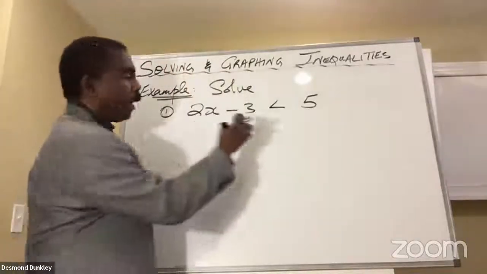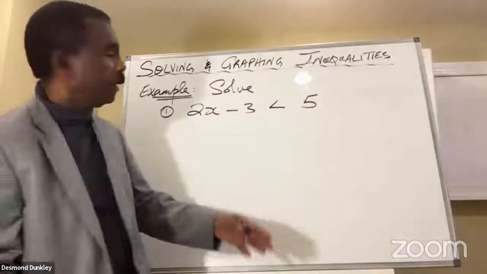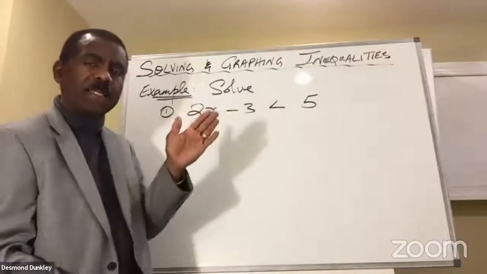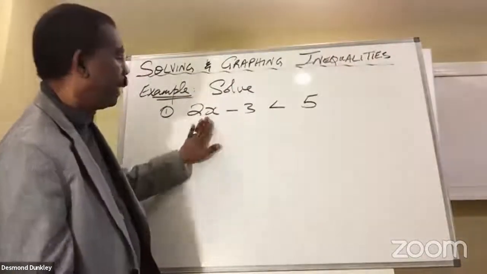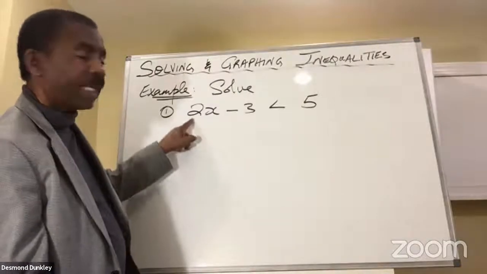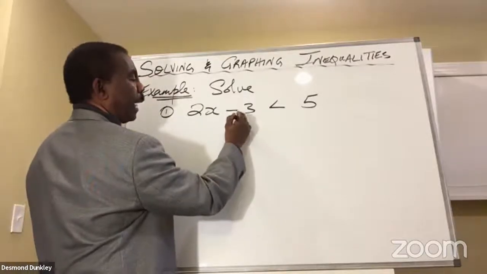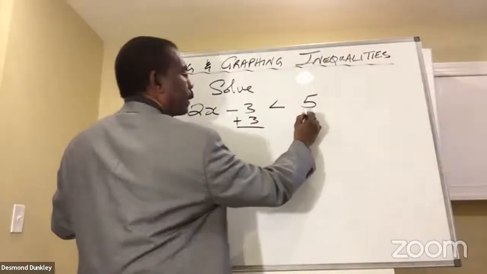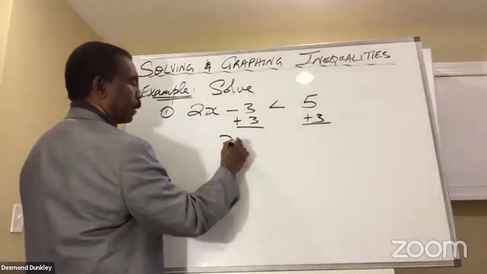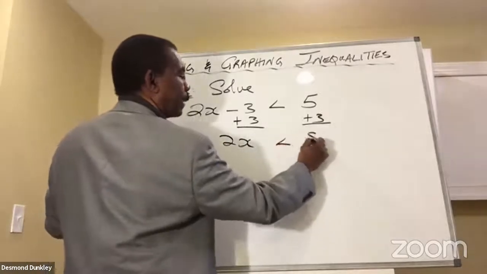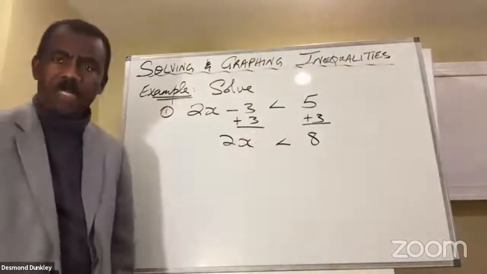So, if this was an equation, your goal is to get x by itself. You want x to be isolated so that you have x on one side and everything else on the other. So we need to get rid of the -3 and we need to get rid of the 2. Okay, how do we get rid of the -3? We add 3 to both sides. And that gives us 2x is less than 8. So far, nothing fancy, just the way you'd have dealt with an equation.